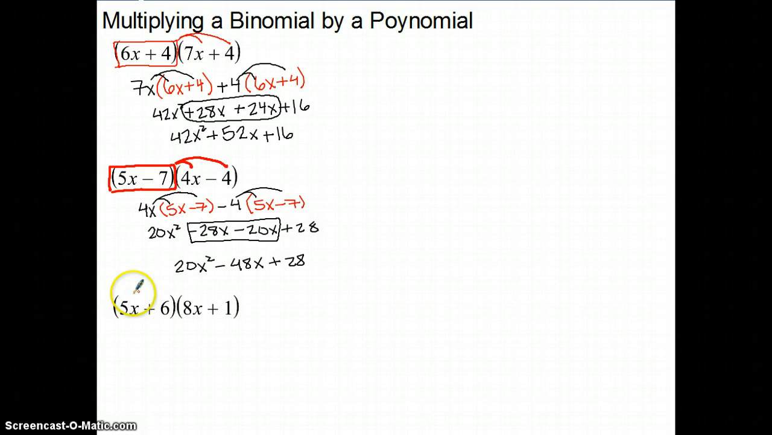Lastly, I'm going to take this 5x plus 6 and multiply it by both things in the other parentheses. So I end up with 8x times the 5x plus 6 that I am distributing, plus 1 times the 5x plus 6 that I am distributing.